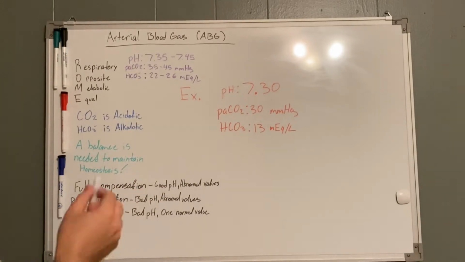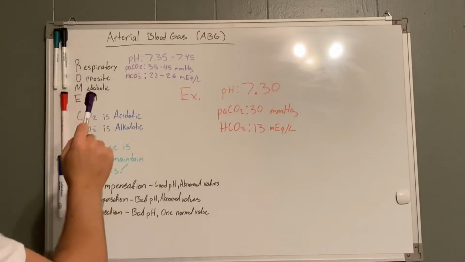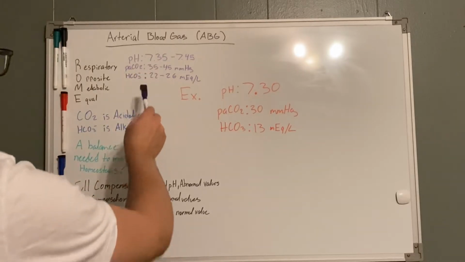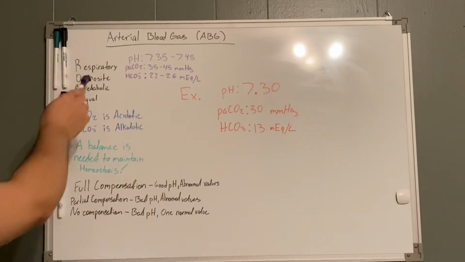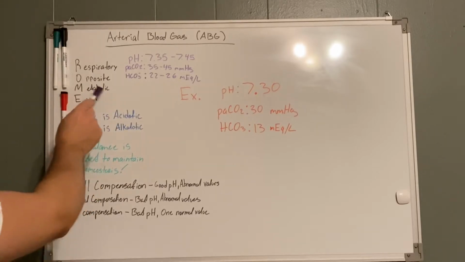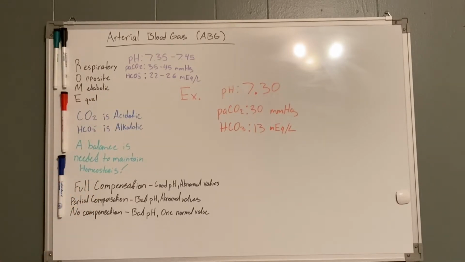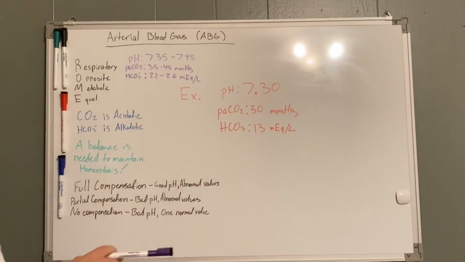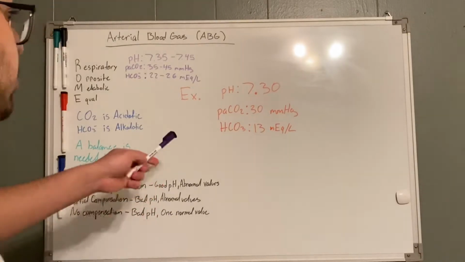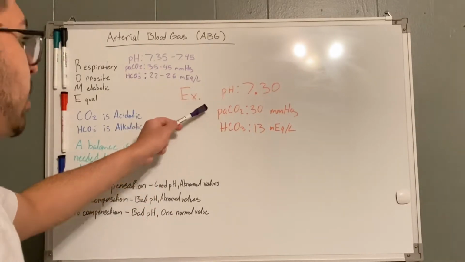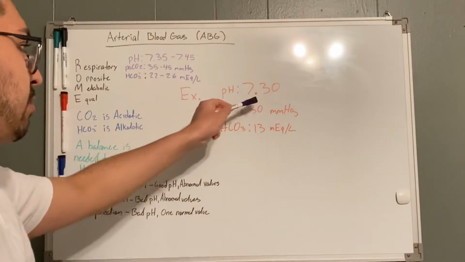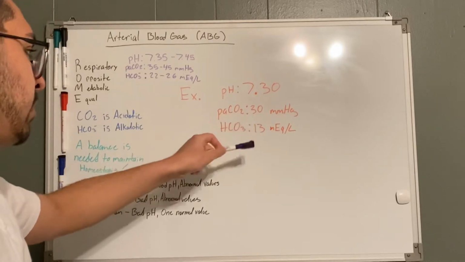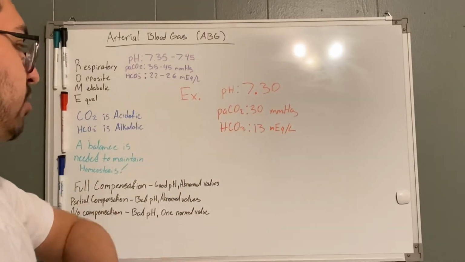Okay? So next I want to discuss the ROME method for interpreting these ABGs. So ROME stands for respiratory opposite, metabolic equal. And I'll demonstrate what that means in just a second with our example here. So here we have this patient, we draw an ABG on them, and this patient has a blood pH of 7.30, a carbon dioxide of 30, and a bicarbonate of 13.